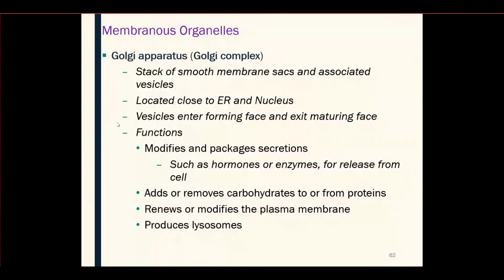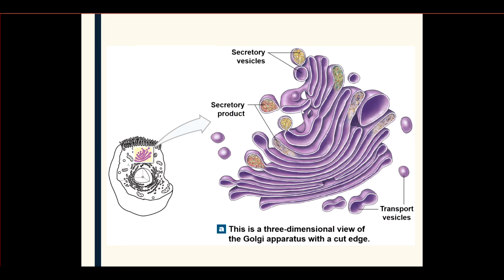Okay, so let's go back for a minute. All right, so if you want to just make this clear, the transport vesicles enter the forming phase. And then we're going to see that whatever leaves the Golgi apparatus is going to leave on the other side, known as the maturing phase. So this side over here is going to be the maturing phase, and I'll show you that in a minute.